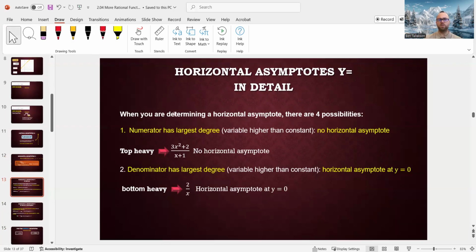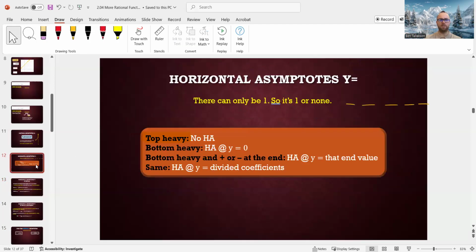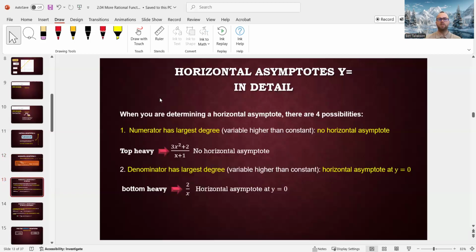So when you're determining a horizontal asymptote, we talked about the four possibilities, right? They're right here. Top heavy, bottom heavy with a plus or minus, or the same, okay? So in this example, this is top heavy because the numerator has the largest degree. You see x squared, this is x to the first. That means there is no horizontal asymptote, and we call that top heavy.